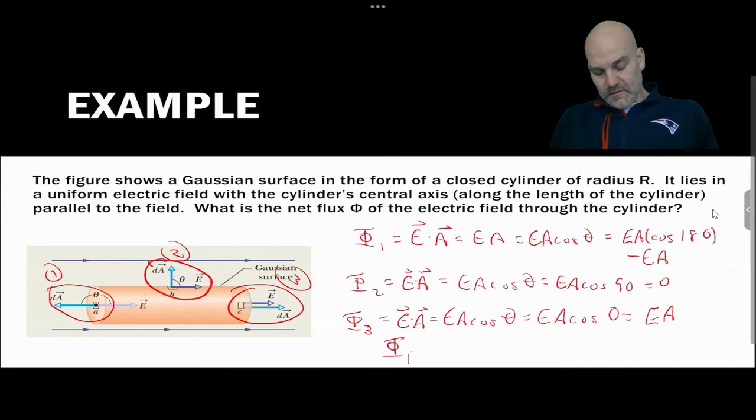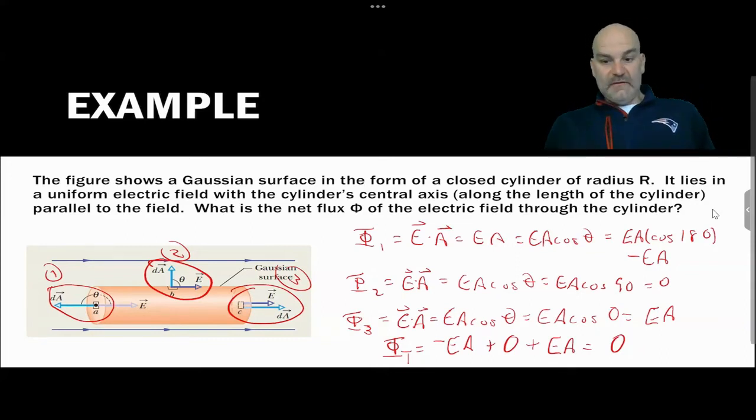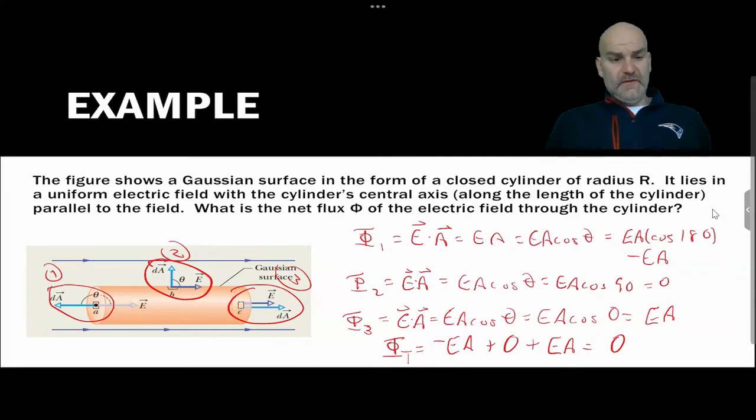Now I've got to find the total. Well, I have negative EA from 1 plus 0 from 2, and then EA from 3. And so in this situation, you would have no electric flux, okay, because there is part of the E field passing through it, but note that through one of the end caps, it'll cancel out.